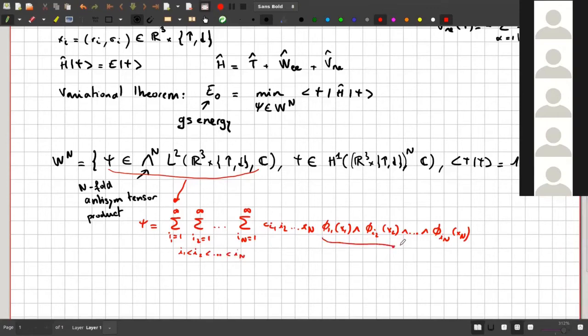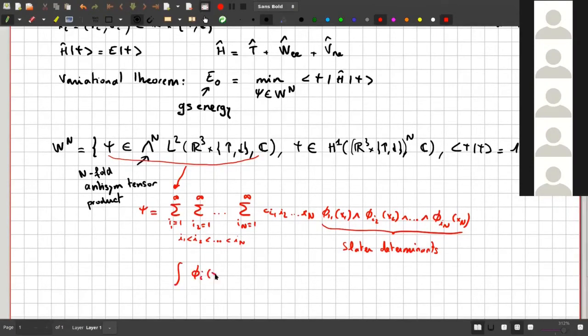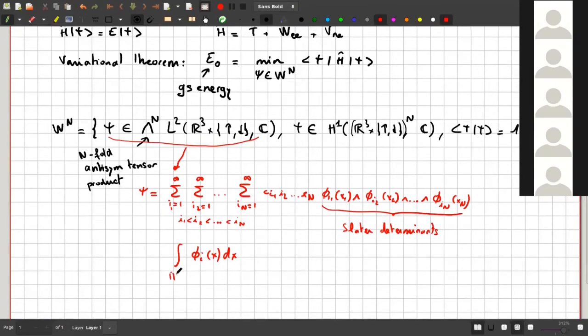So this is another name for what you have encountered so far, which is Slater determinants. Okay, antisymmetric product of spin orbitals, and each spin orbital must belong to L2. So it means that if you integrate one spin orbital squared over all space and spin, then it must be finite. Okay, so that's what it means. It means that the wave function must be a multi-determinant wave function.